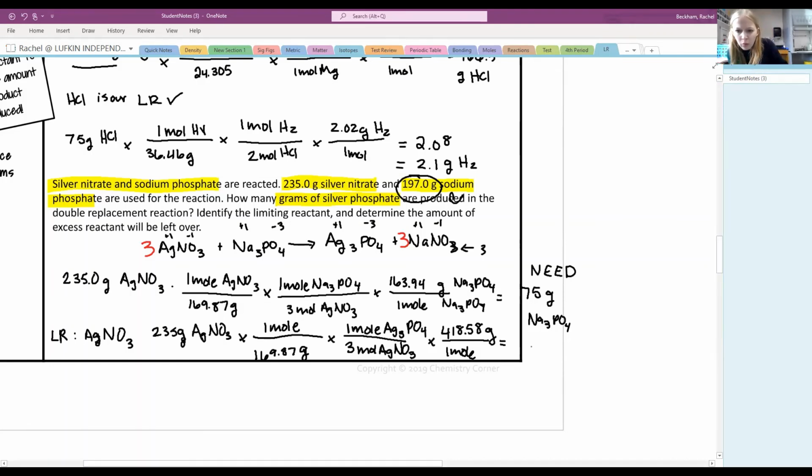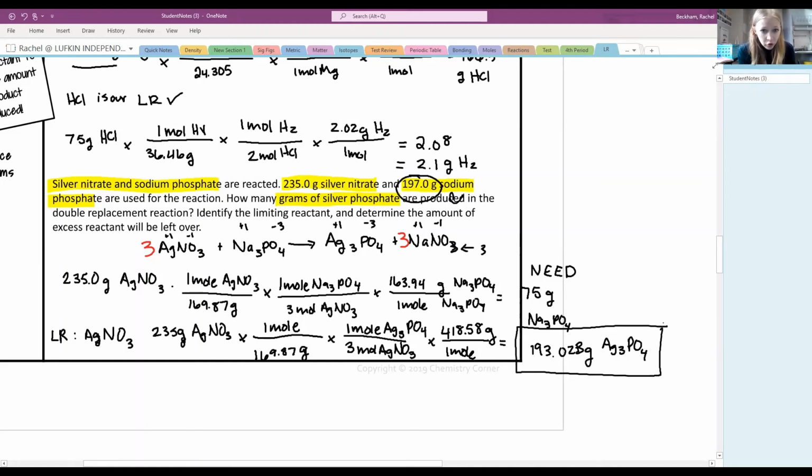So I'm getting 193.023 grams of silver phosphate. So what this means is that when we put in our silver nitrate and it's completely consumed, all 235 grams, we're going to get out this many grams of our product. Okay.